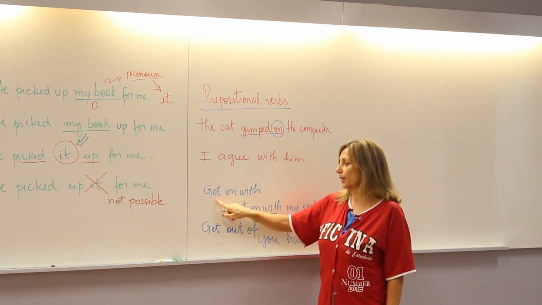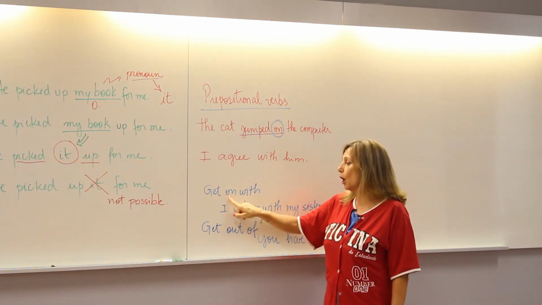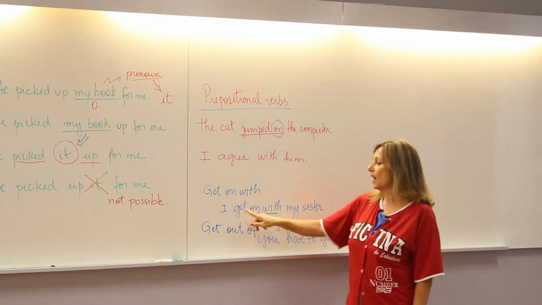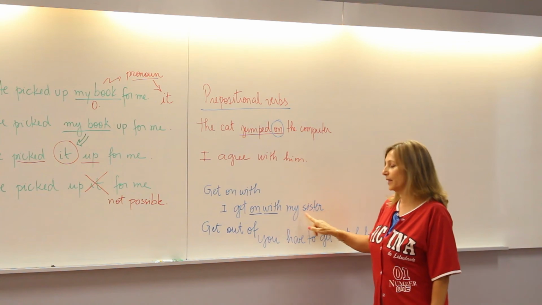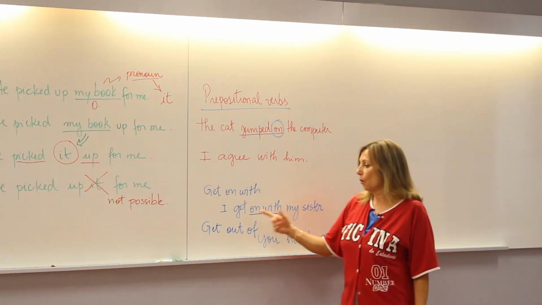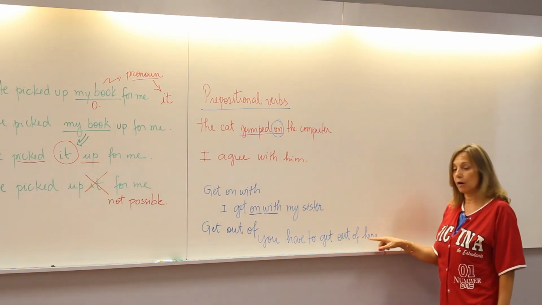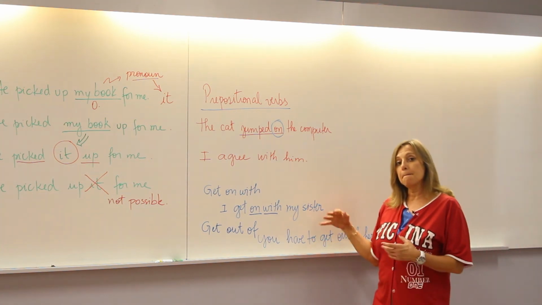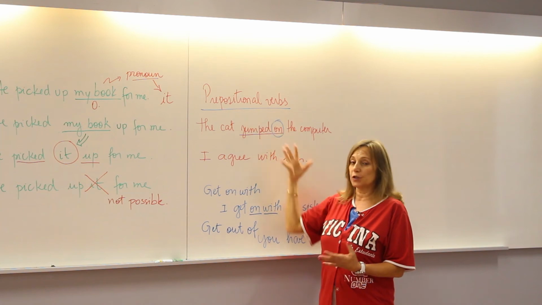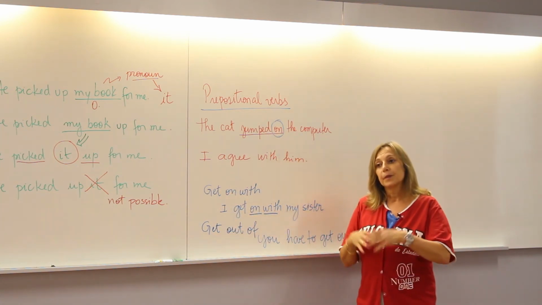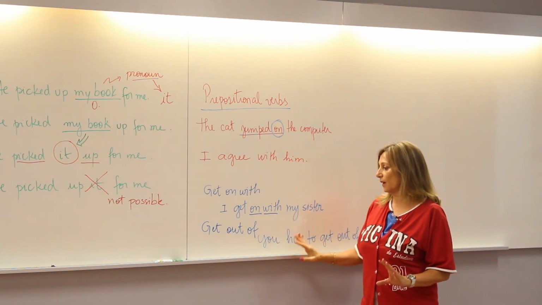And the last part is that verbs may have more than one preposition or more than one particle. Get is my verb, on, with. So I have here two prepositions. I get on with my sister, or get out of. You have to get out of here. There are many verbs that are prepositional verbs, not only get, but there are many verbs there for you to study.